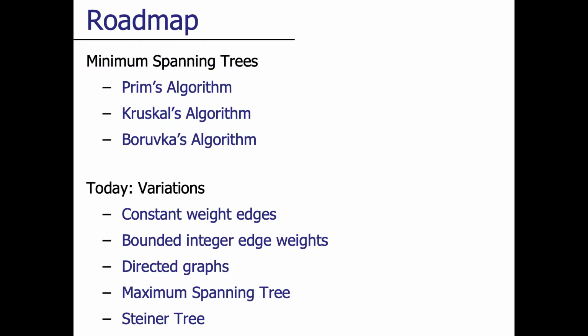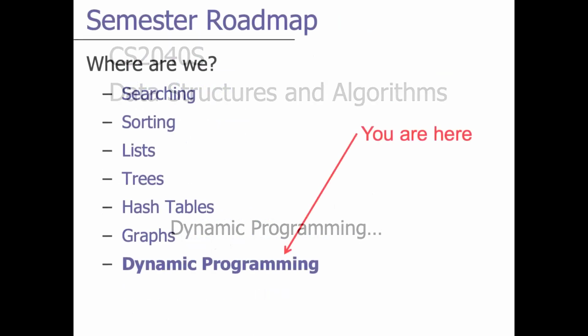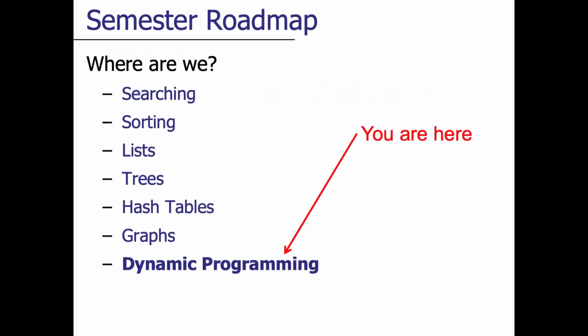With this, we have just finished all the topics and the materials about the minimum spanning trees. And then let's move on. Let's take one step back. Let's consider, okay, what would be the next main topic, which is dynamic programming. But really before we talk about dynamic programming, we will have an overview of the semester roadmap.